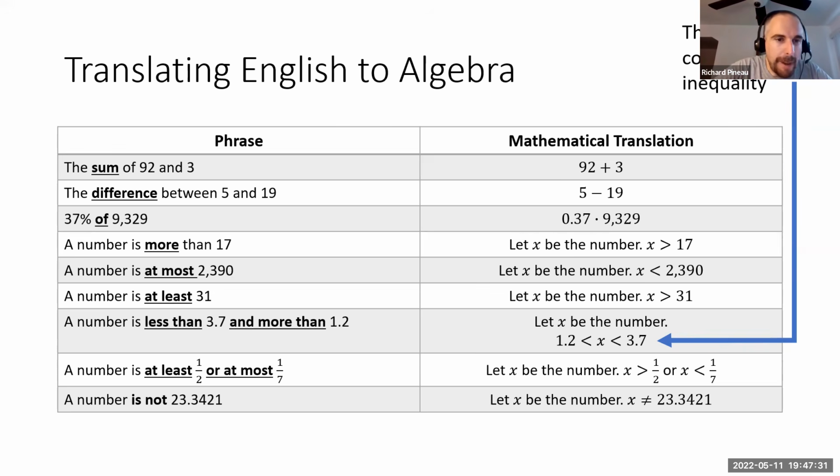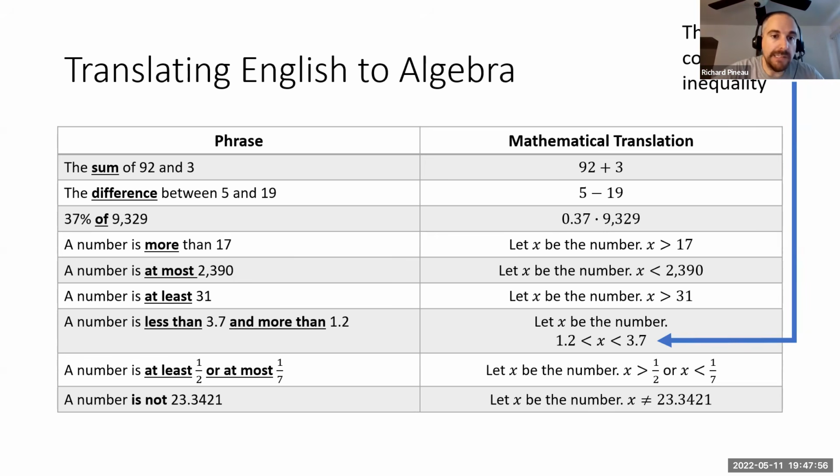The next one is a number is at least a half or at most 1/7. If it's at least a half, that means it's more than a half. And if it's at most 1/7, it is less than. Notice the word there, it's or. It can't be both. I can't be simultaneously more than a half and less than 1/7. That makes no sense. So the word there is or.